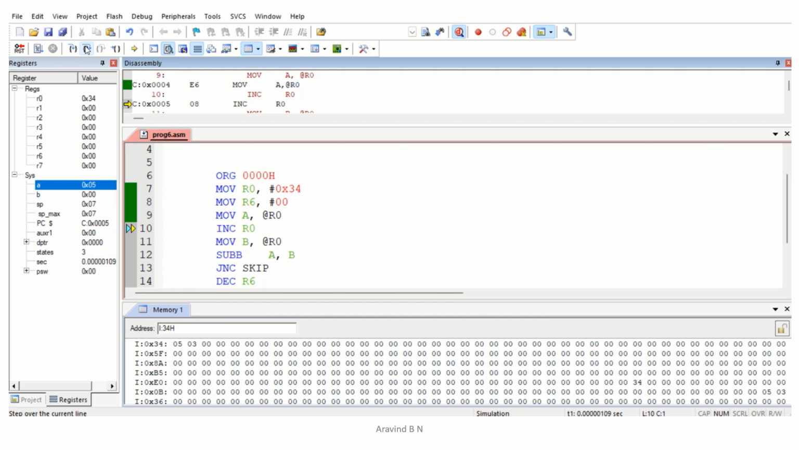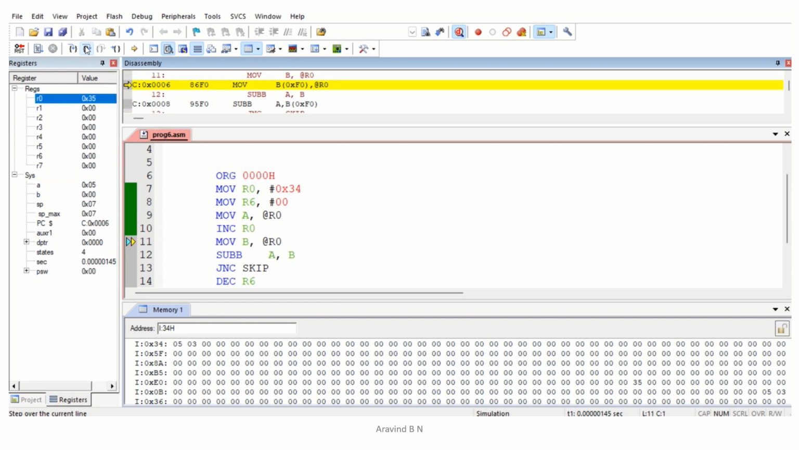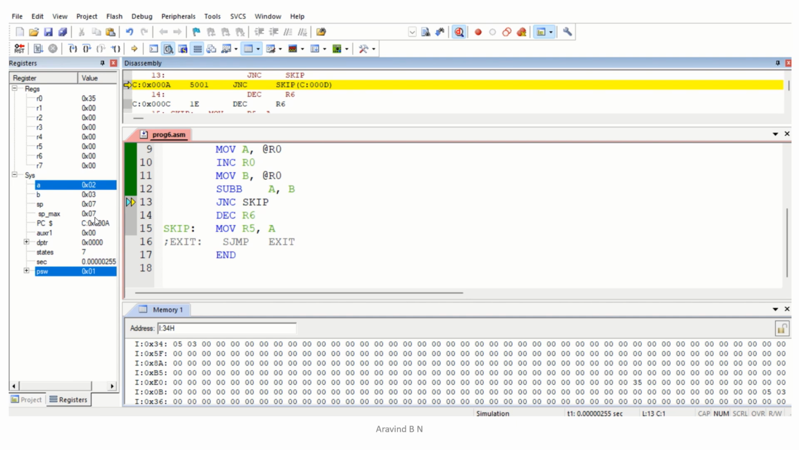Then increment R0 so that we can fetch the value stored in the next memory location. Now R0 is updated, and we take the value present in memory location 35H to the register B. So now register B is updated. Perform the subtraction operation, A minus B, and we have to observe the result in register A only. After subtraction, it is 5 minus 3. The result is 2. The accumulator is now updated with the value 2.